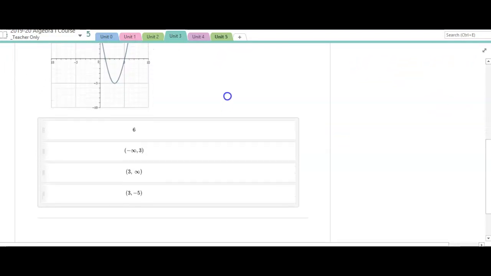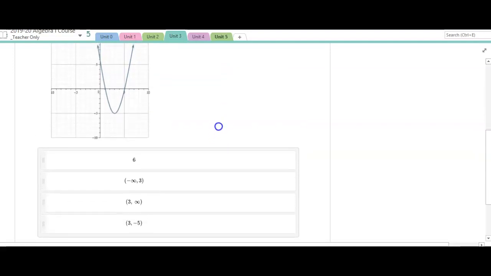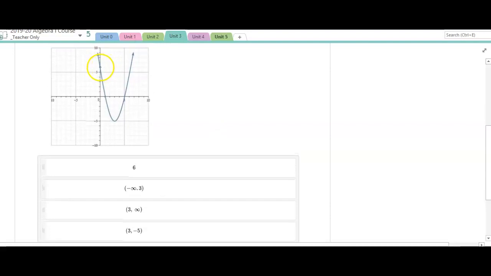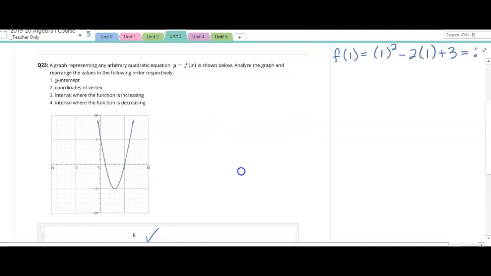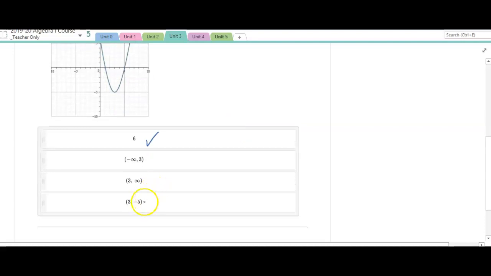Alright, we need to rearrange these so that the y-intercept is first. You can see right here that the y-intercept is 6, so that one's fine. Coordinates of the vertex. The vertex is the point 3, negative 5. So that needs to come next.